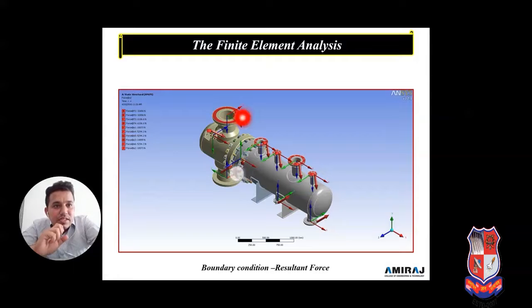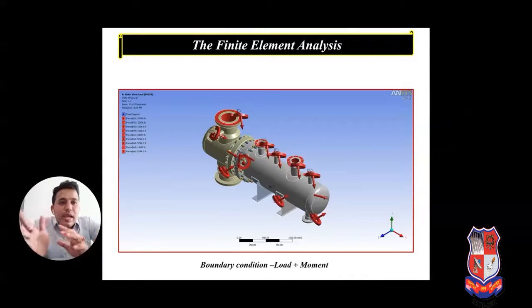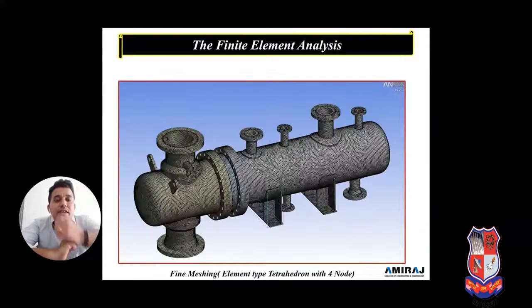Next, the boundary condition is a resultant force. What do we mean by the resultant force? You can observe this arrow; there is no moment here. These are the resultant forces due to the load. In the end, we combine them into the final boundary condition of load plus moment. So this is what we apply in the pre-processing, before the finite element analysis.